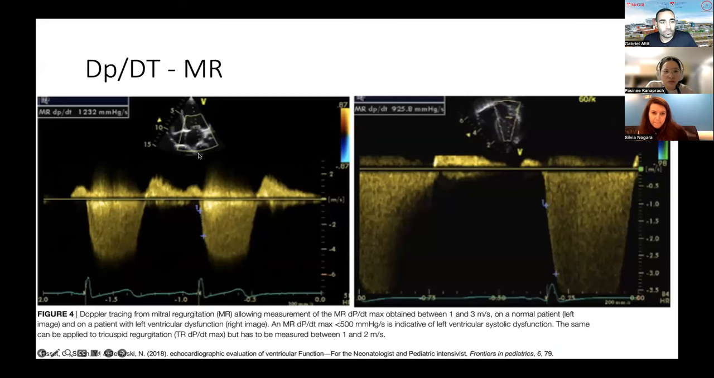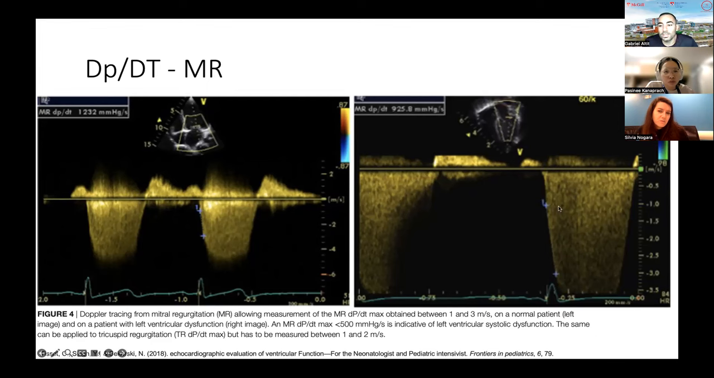So for example, if I do MR and I go from 1 to 3, you see 1 meter per second, 2, 3, 4, 5 meters per second. If I trace a line here, it gets me to 1, and if I trace a line here, it gets me to 3. If I calculate how much time it takes to go from this point to this point along the curve and plug it in my equation, it tells me that my ventricle was able to generate 1,200 millimeters of mercury per second, which is normal.